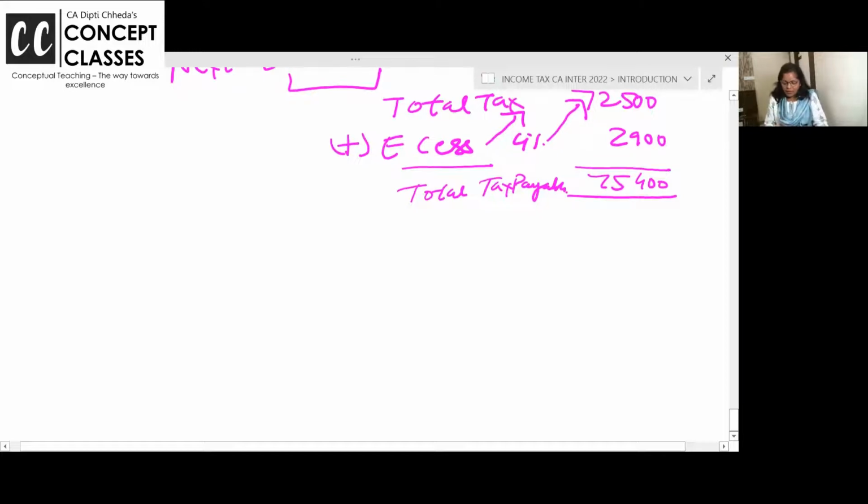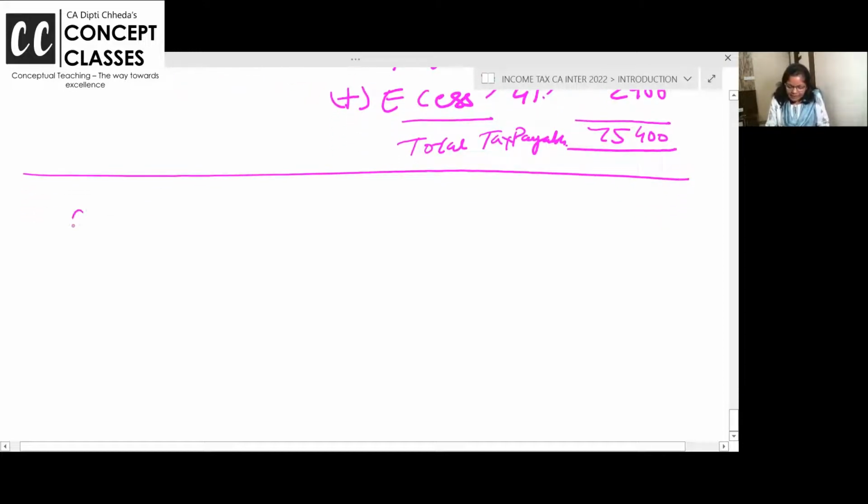Okay. Now here, very important is, can we write like this also? I really like this. Some student came with the marker on the board and he said, ma'am, can I write like this? And since that day, I am also using this. 0 to 250, it is nil.